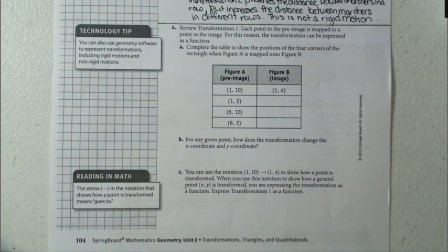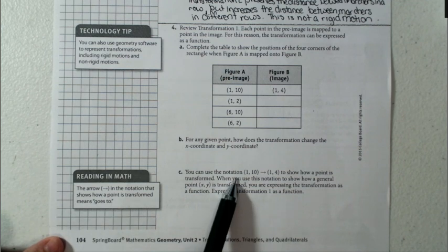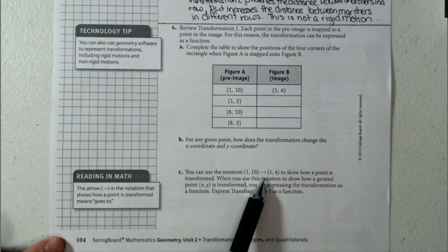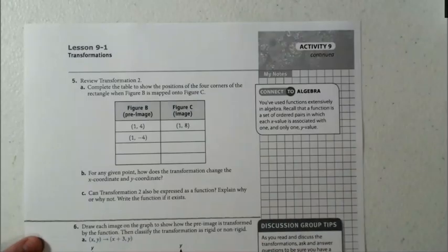C says, you can use the notation (1, 10) arrow (1, 4) to show how a point is transformed. When you use the notation to show how a general point (x, y) is transformed, you are expressing the transformation as a function. Express transformation 1 as a function. And this arrow, when we read that, we should actually say (1, 10) goes to (1, 4). Okay. Then you will also be looking at question number 5.